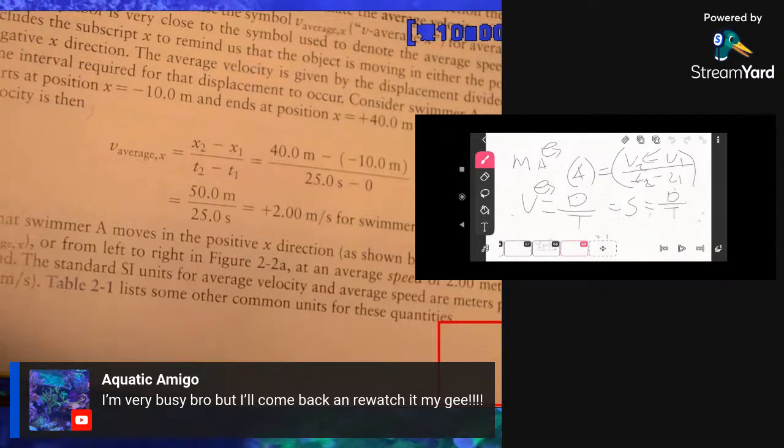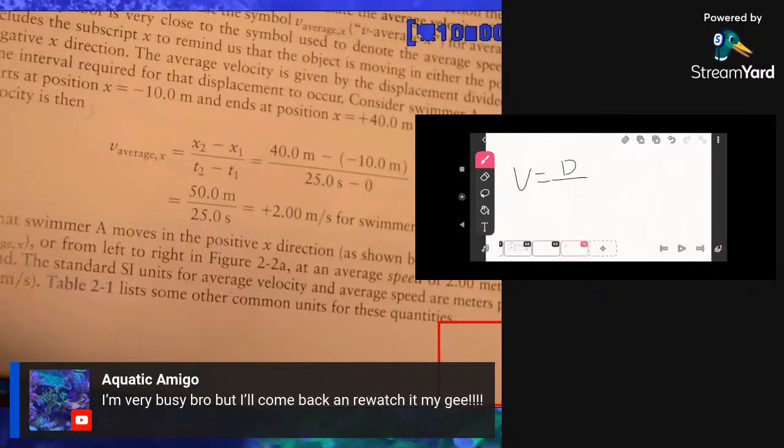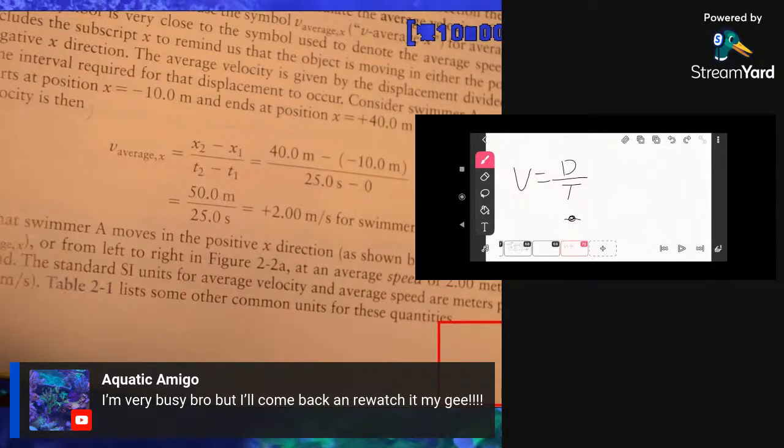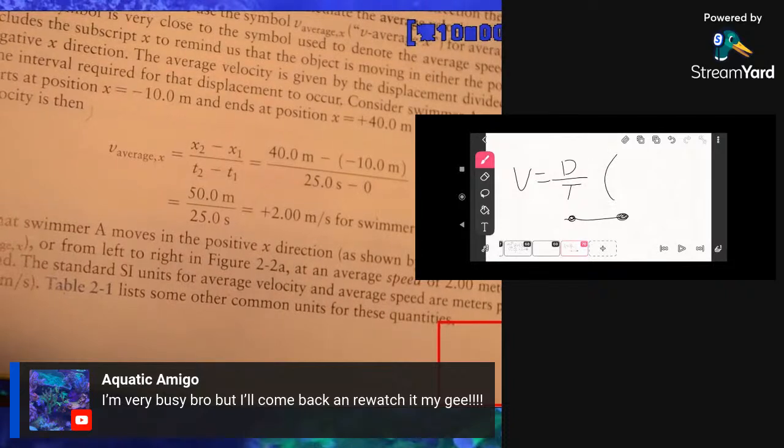Okay, so let's clear it up. V is equal to distance divided by time, right? So all they're doing is getting two points of reference, from point A to point B, right? So all they're doing is getting position 1 and position 2. You see that? So let's say this is 1 and this is 2. And they're getting the average distance and the time that it took you to get there.